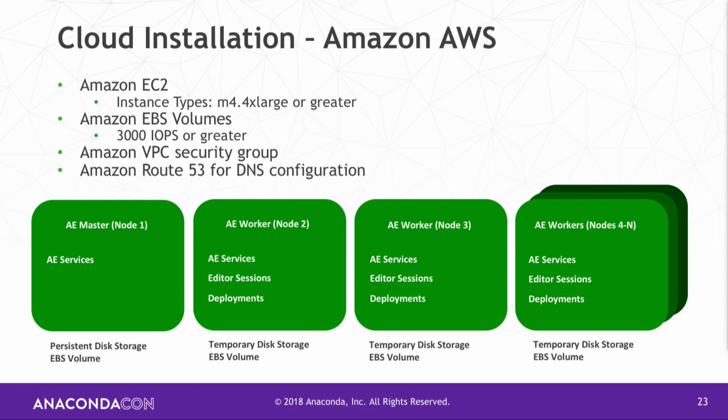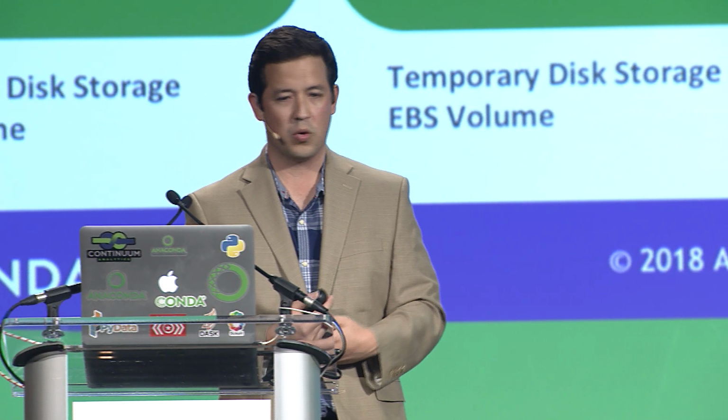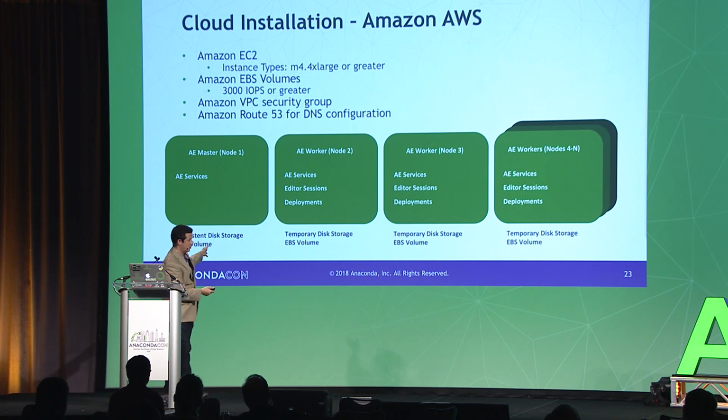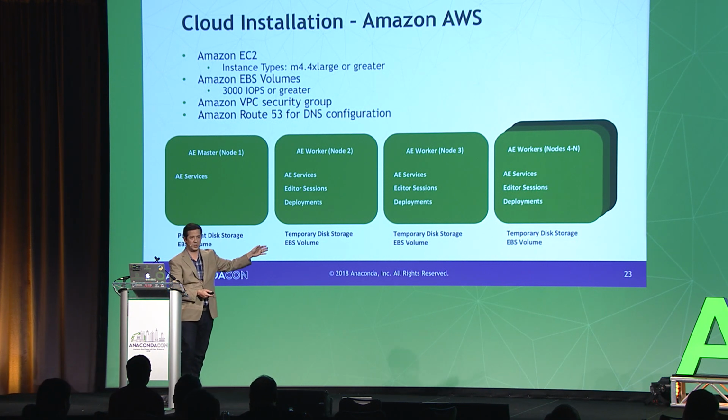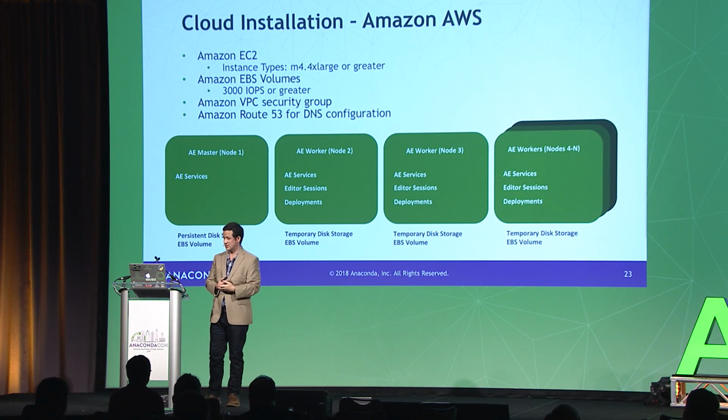We can help you map Anaconda Enterprise to a VPC security group. This is important for our remote data sources and remote compute sources. So if you have a Spark cluster, you want to be sure that your Anaconda Enterprise cluster can communicate to that. You can use things like Route 53 for DNS configuration, or have a CloudFormation script that helps you set all of this up in one bang. So it's the same concept, master node running with persistent disk storage, and worker nodes that are also running on EC2 instances. Same architecture on the cloud.